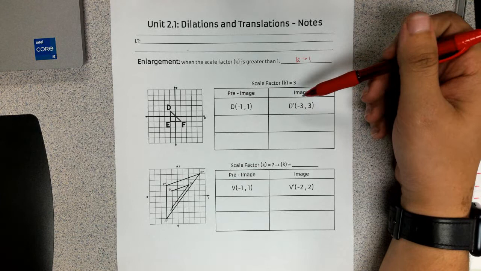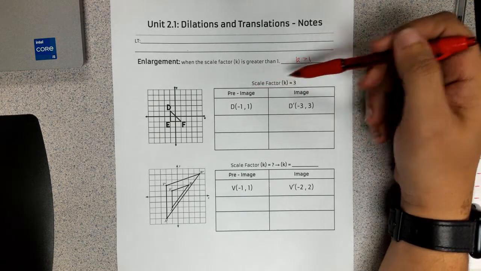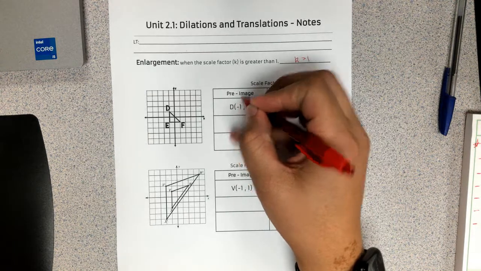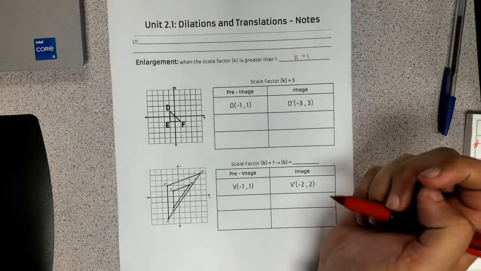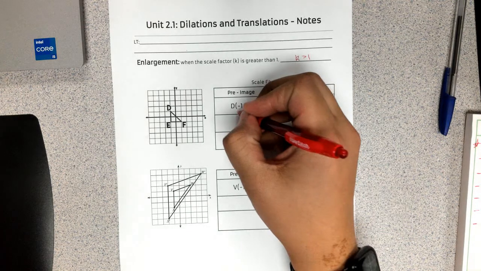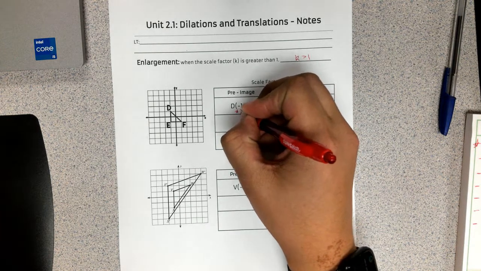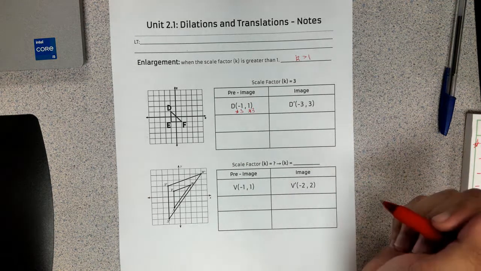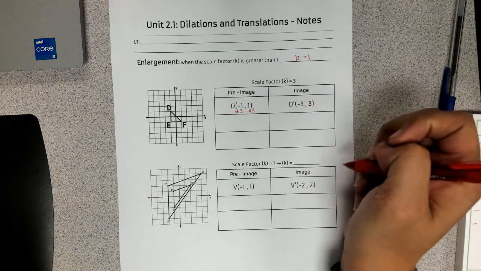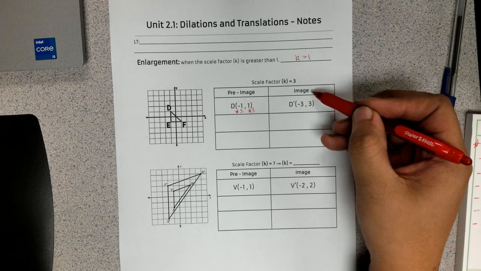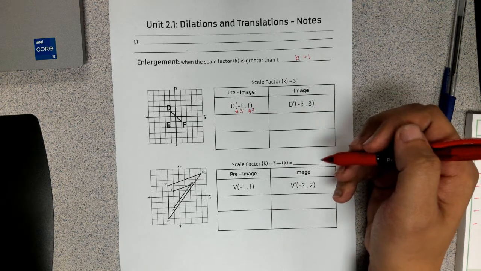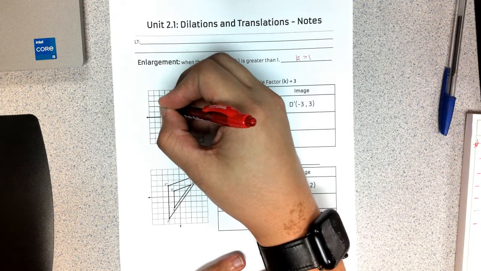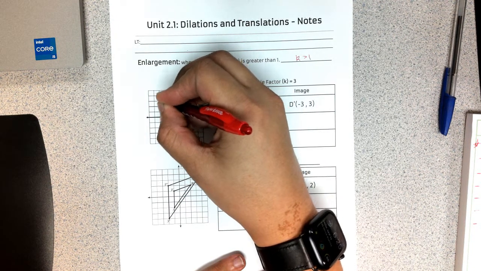Okay? So if we look at our image here, we have the points D, E, and F, and our scale factor is k equals 3, which means all I'm going to do is take each point of my pre-image, which is the original image I'm given, and multiply both the x and y coordinate by my scale factor. So I multiply both of those by 3 and get the result of D prime, which is the new image, at negative 3, 3. So I can even graph that. 1, 2, 3, 1, 2, 3. So D prime is located there.